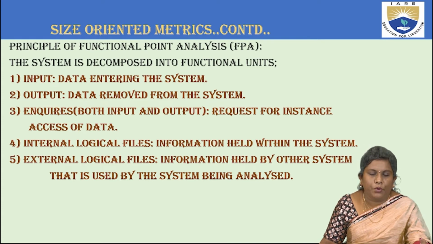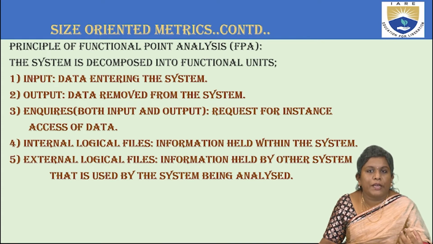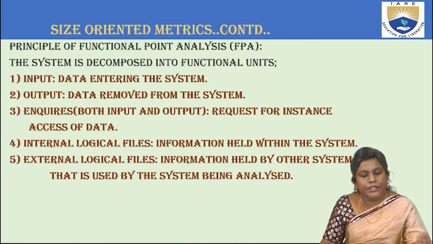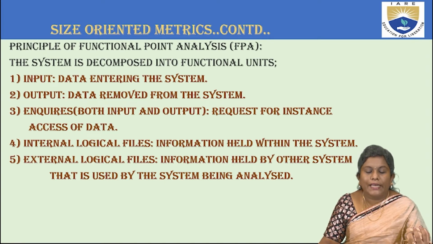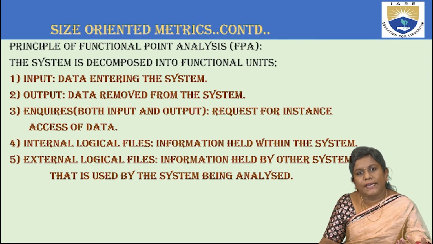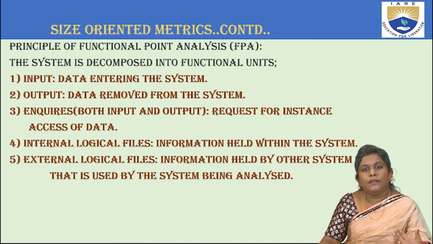The first one is the input. Input is nothing but the information that is being sent to the system, or data entering the system. Output, whatever information is being removed from the system, or the data that is being removed from the system. You have the third category, that is enquiries, that involves both the input and the output as well. It is trying to request instant access to the data, right? Enquiry is nothing but it is specifying at that particular position that I have to enter the data, I have to retrieve the data, I have to send my data to it. All these things are enquiries that involve both input and output.